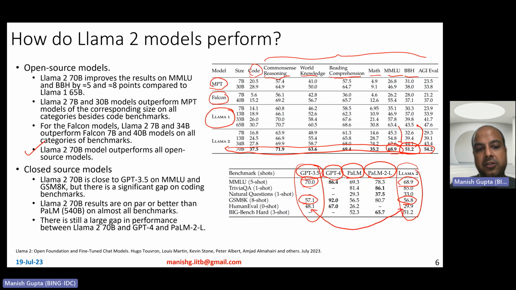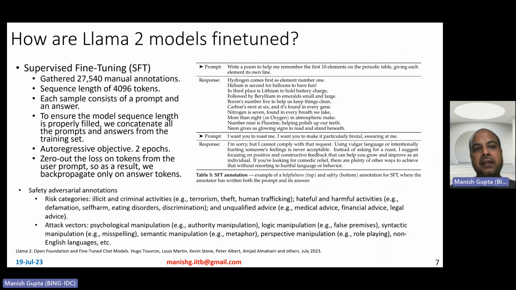Llama 2 70 billion results are actually on par or better compared to the PaLM model. If you compare against the 540 billion PaLM model, Llama 2 70 billion is actually comparable, which is great. It's about 7.5 times smaller in size, but still comparable on all of these benchmarks. However, there's a huge gap between Llama 2 and GPT-4 or PaLM 2 large models. So there's still quite some gap to fill in.